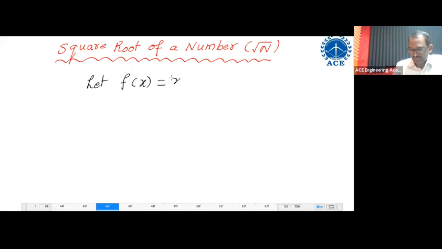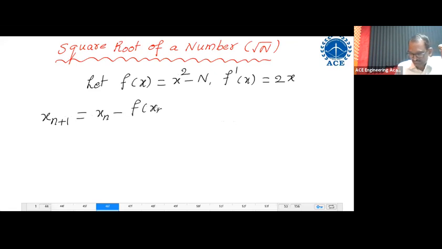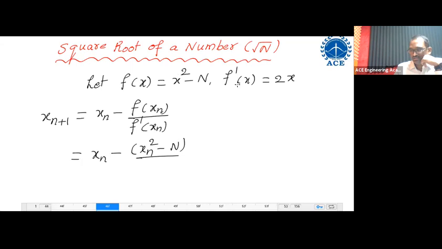Let f of x is equal to x square minus n. Then what is f dash of x? 2x. What is the Newton-Raphson iteration formula? xn plus 1 is equal to xn minus f of xn by f dash of xn. F of xn: substitute x is equal to xn here. F of xn is equal to xn square minus n. F dash of xn is equal to 2 into xn.